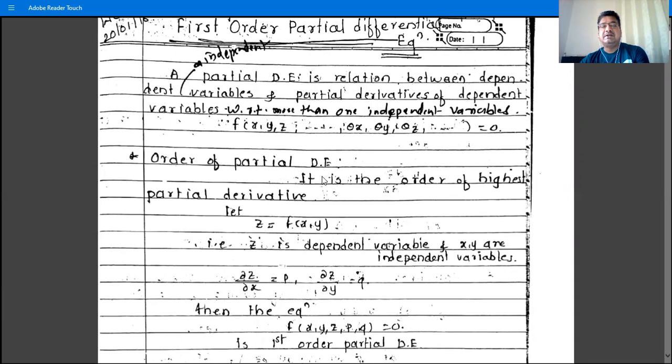Order of a partial differential equation. It is the order of the highest partial derivative. That is, order of the partial differential equation is what? Is the order of the highest partial derivative.